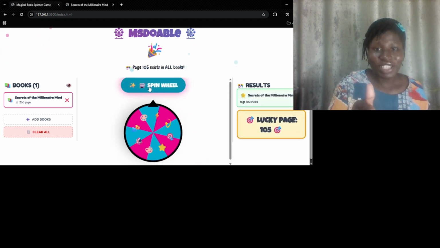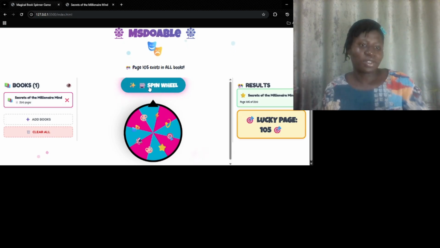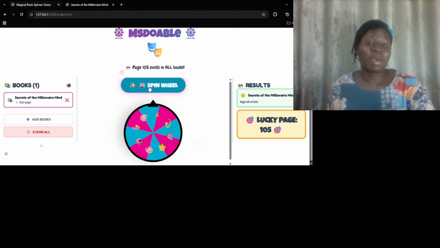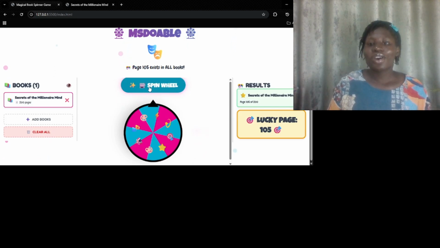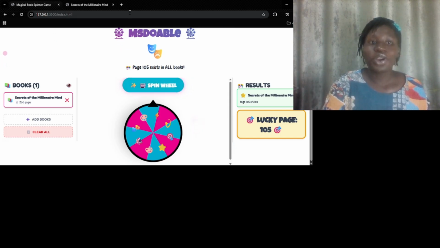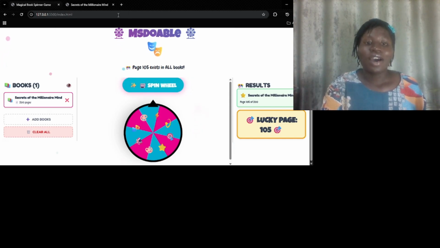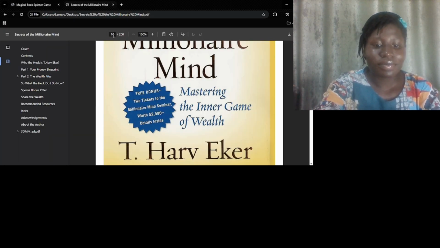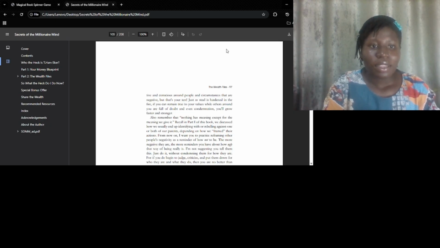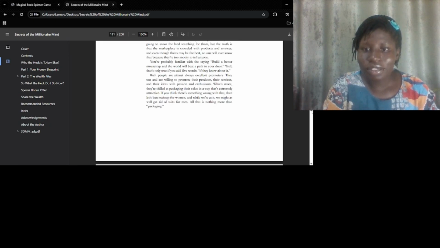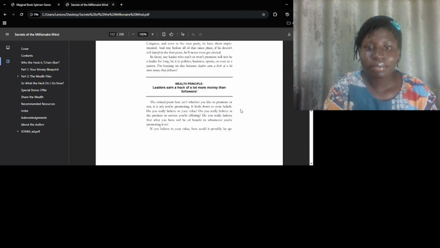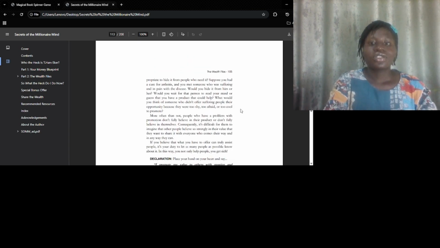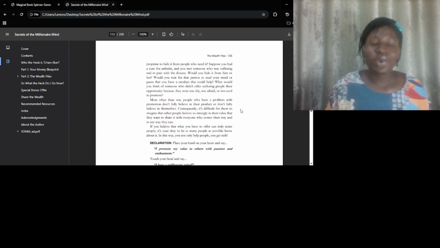Page 105 exists in all books. Of course, all books, because it's only the Secrets of the Millionaire Mind that has been uploaded. So when we see page 105, we go and enter our book and look for that page 105. Alright, scroll to 105. So when we are at 105, we read, what does 105 say?